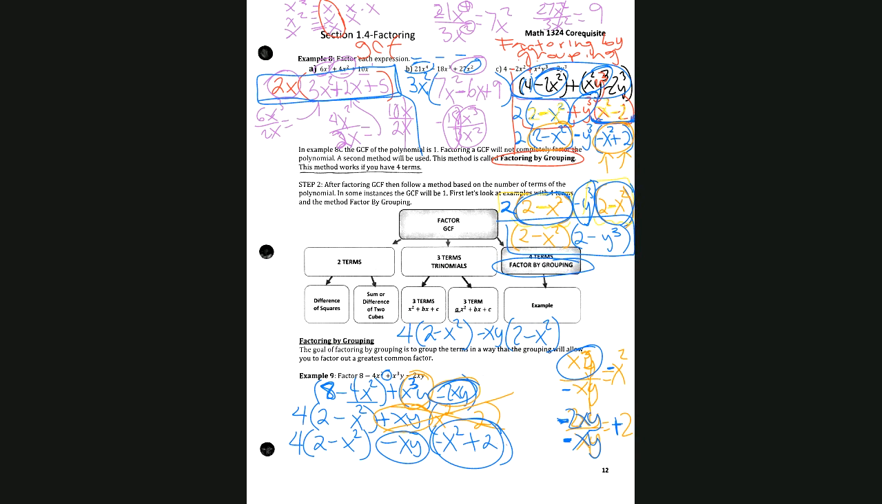And now the binomial that they have in common is obviously this one, 2 minus x squared. So that will be our first factor, 2 minus x squared. And if we factor that from here, we still have 4. If we factor that binomial from here, we still have negative xy. And so that will be the solution for example 9.